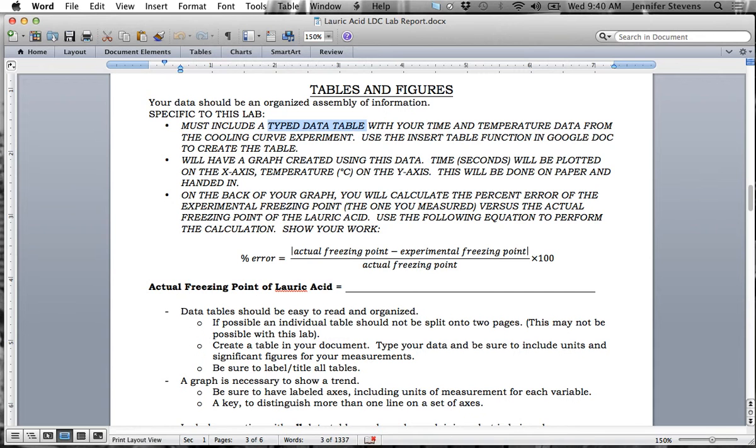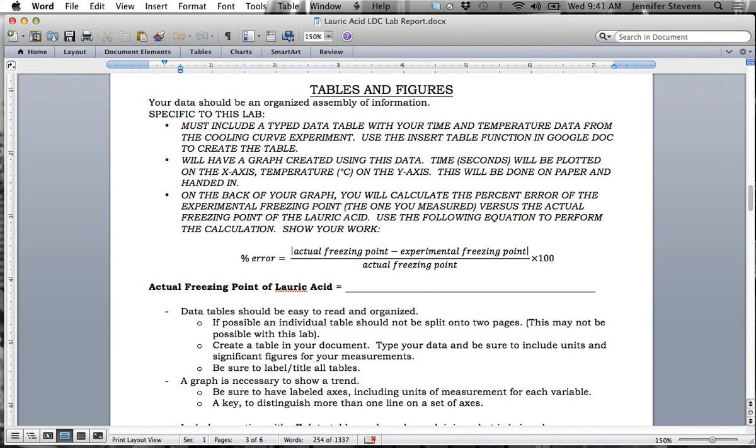Okay, it needs to be typed up. The data table needs to have its own title separate from the title of your lab report. You can use the insert table function on your Google Doc to create your table. And if you get to the end of the data table, let's say I insert 10 rows, well, I'm going to need more than 10 rows. If you're in the last cell of your last row, just hit the tab key and it will automatically add more rows for you as you need them. You want to type in your data. So you're going to take your scratch, sloppy copy of your data table that you generated in the lab, and we're going to type it up in a nice, neat format.